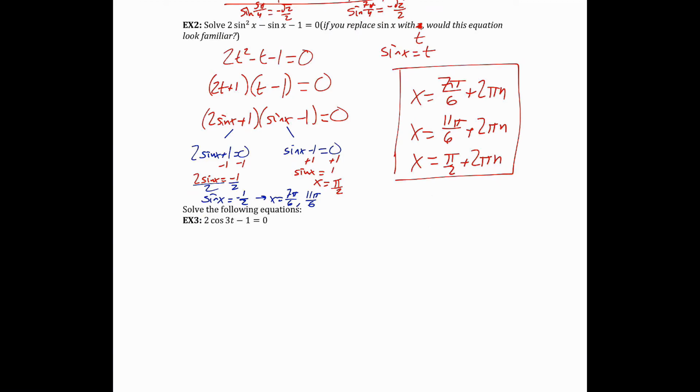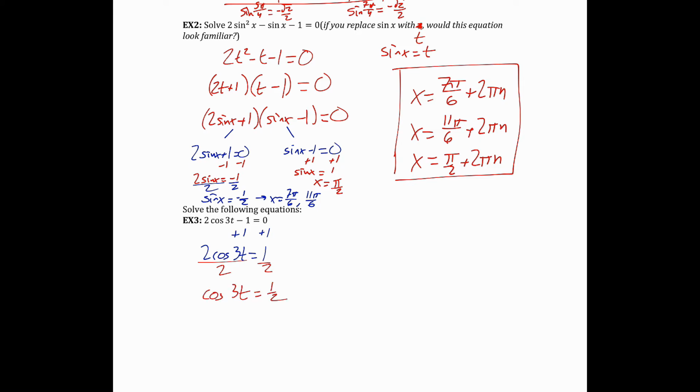So we got 2 times the cosine of 3t minus 1. Same type of deal as we've done in the past. We're going to solve this algebraically. We'll add 1 to both sides. We got 2 times the cosine of 3t equals 1. To keep solving for t here, we're going to divide both sides by 2. We got the cosine of 3t equals 1 over 2.